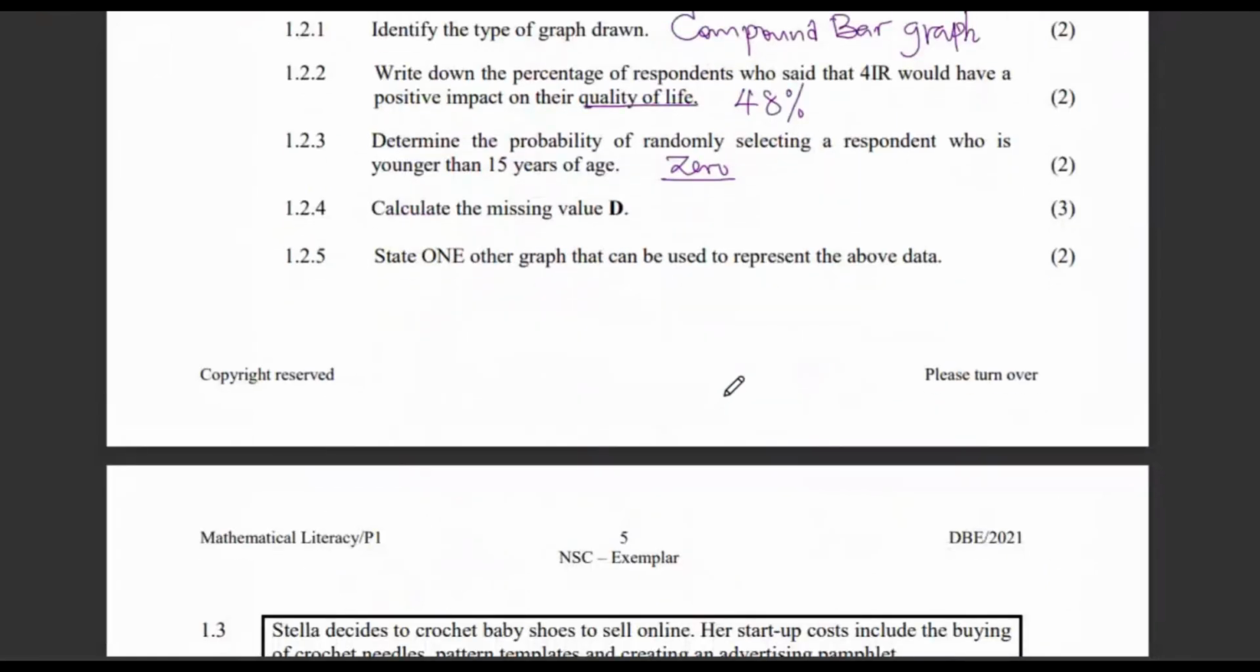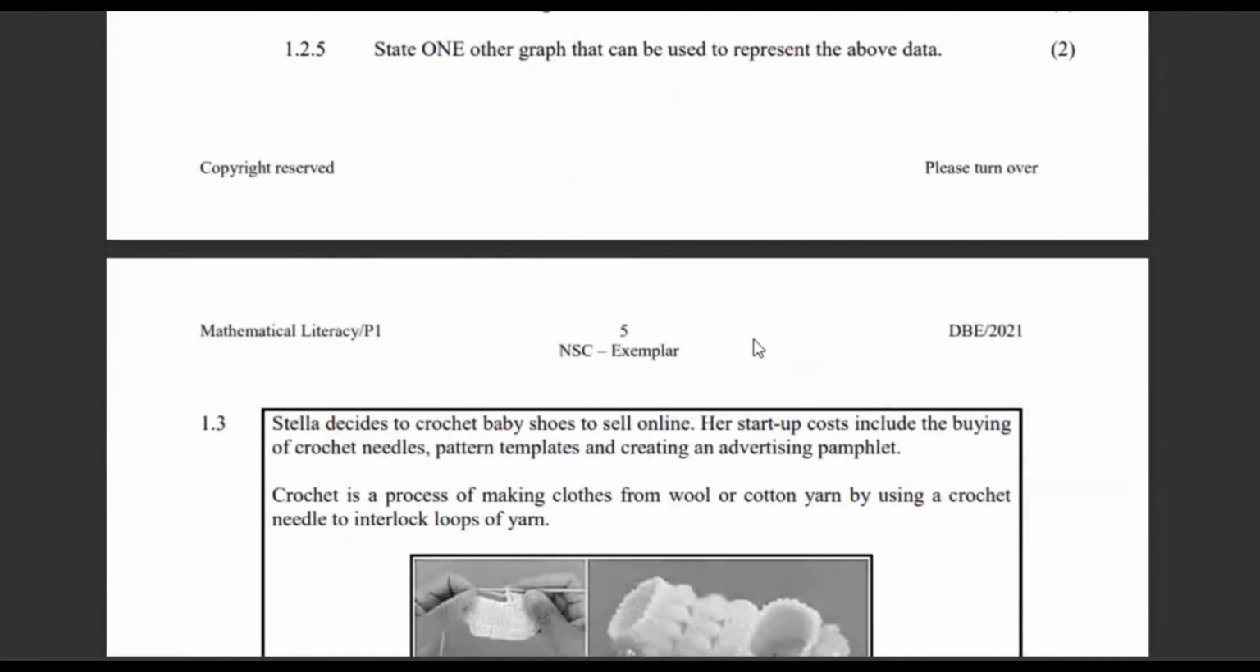State one other graph that can be used to represent the above data. This is what we call the stack bar graph or the stack graph. That one that has values on top of each other. Graphs will look like this a little bit. So instead of having 3 down here, you'll be having 3 segments for each.